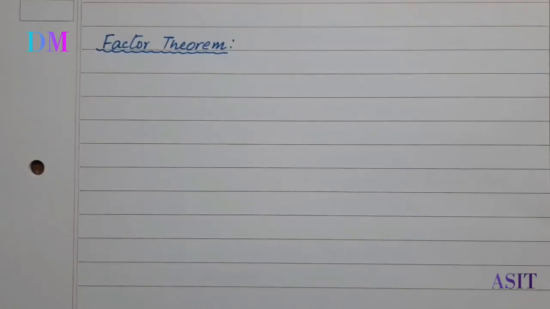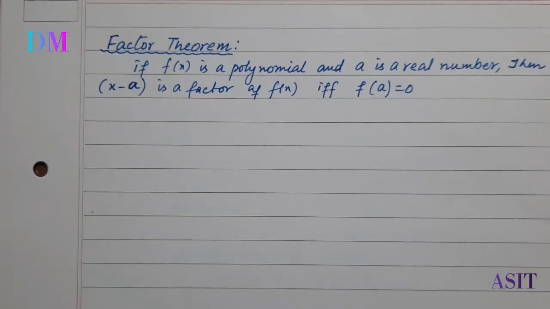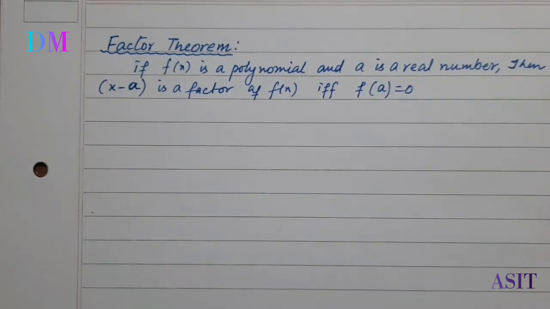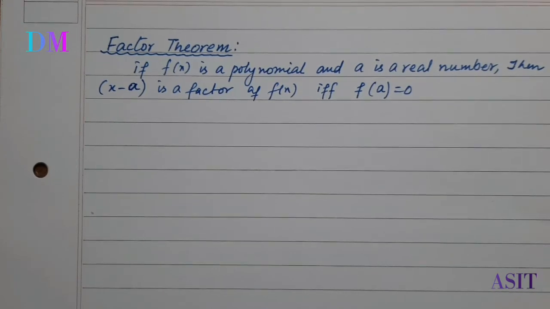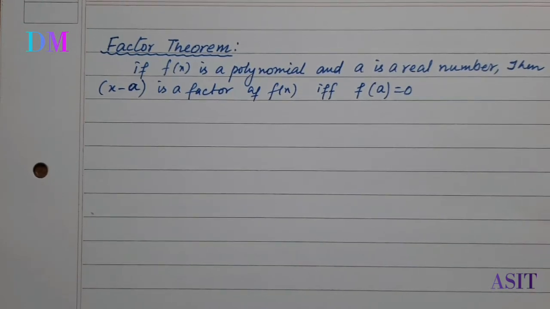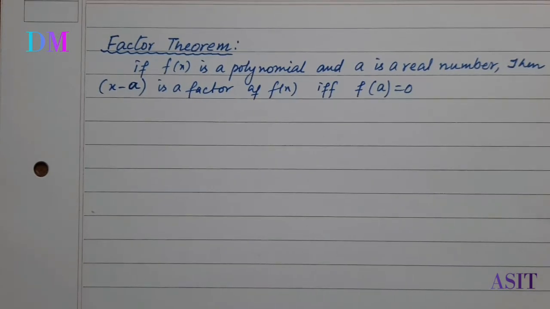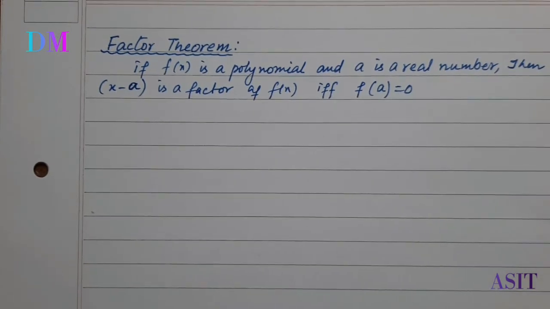Now let's talk about the factor theorem. The statement of this theorem is like that: if fx is a polynomial and a is a real number, then x minus a is a factor of fx if and only if f of a is equals to 0. I think that you have not forgot the proof of the remainder theorem. So I will use the proof of the remainder theorem to prove this theorem.